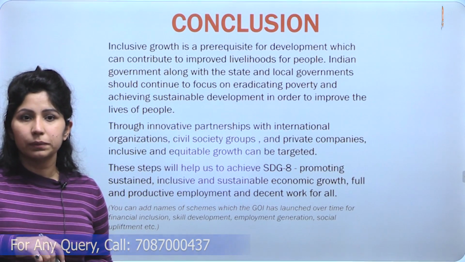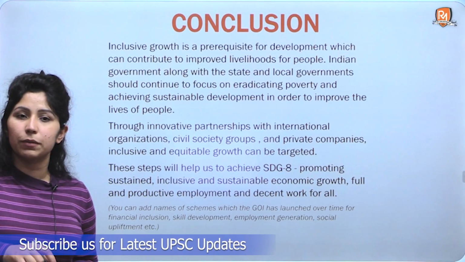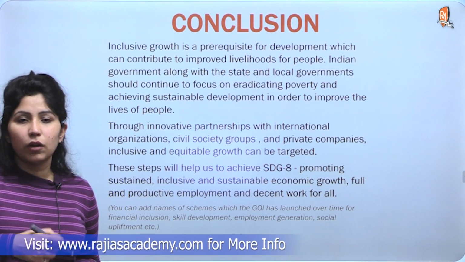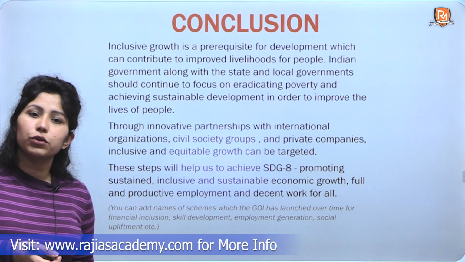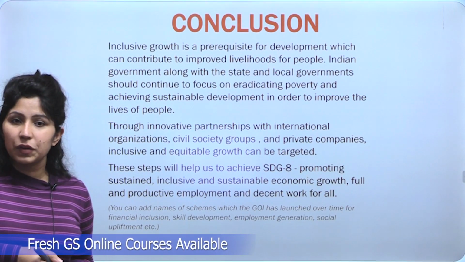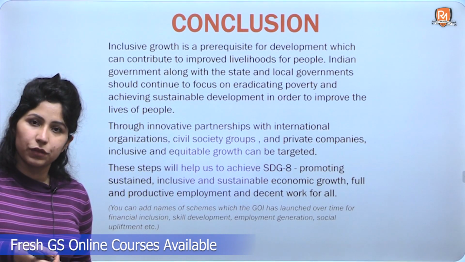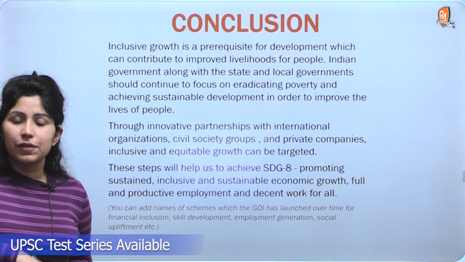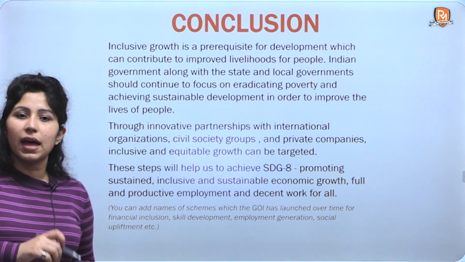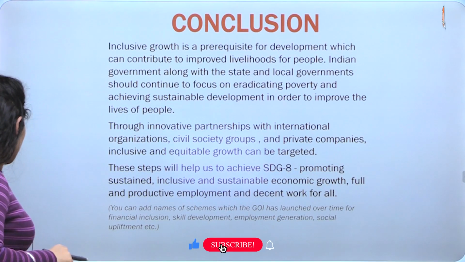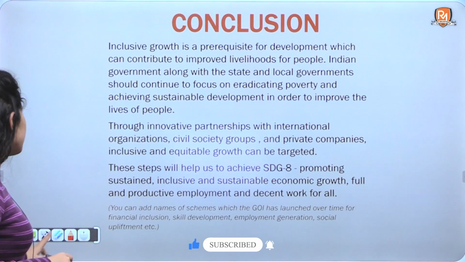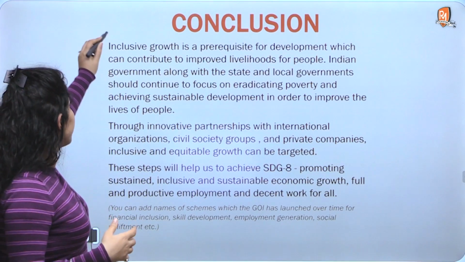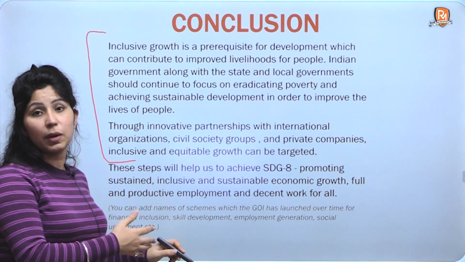So let me read this out for you. Inclusive growth is a prerequisite for development which can contribute to improved livelihoods for people. The Indian government, along with state governments and local governments, should continue to focus on eradicating poverty and achieving sustainable development in order to improve the lives of the people. Through innovative partnerships with international organizations, civil society groups and private companies, inclusive and equitable growth can be targeted. So even if you have read the UPSC mains syllabus properly, you can easily get very good keywords for framing at least this part of the conclusion.